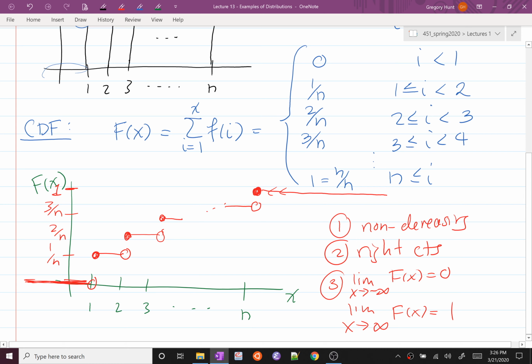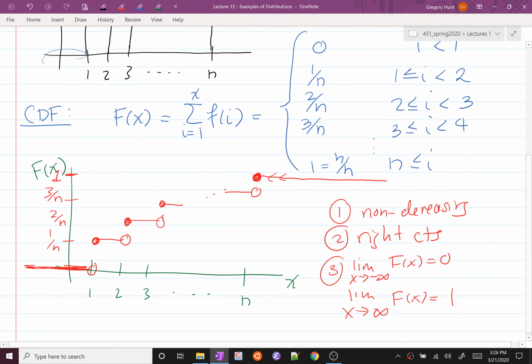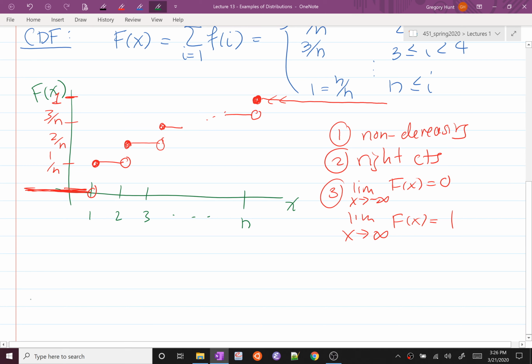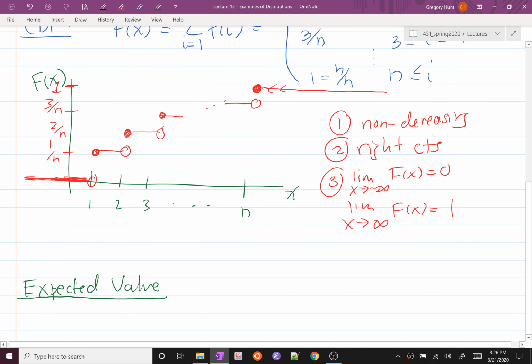And it's just a little step function, and we know it has to be a step function because this is a discrete random variable. And so that's the CDF. Okay, so what else can we investigate? We could look at expected value, so expected value for the discrete uniform.